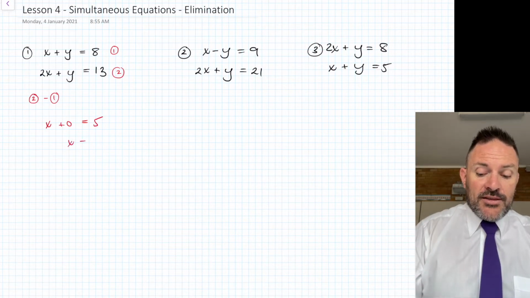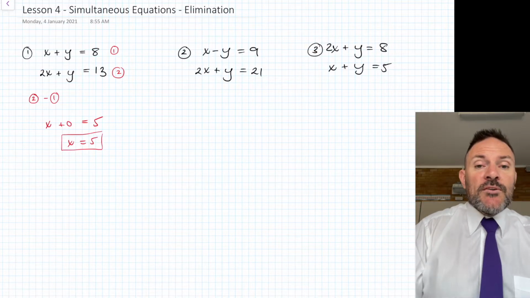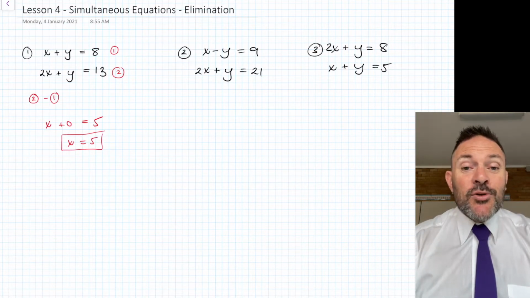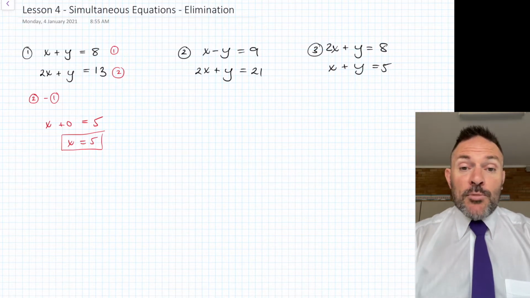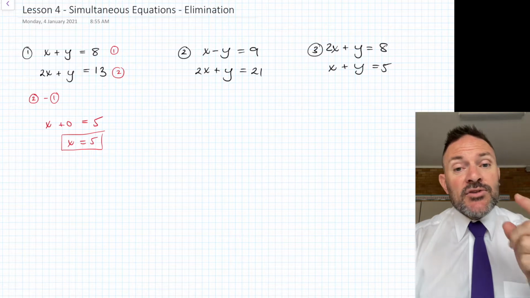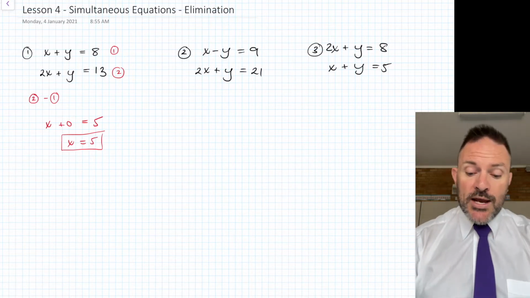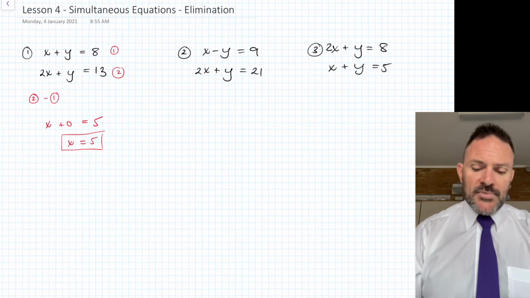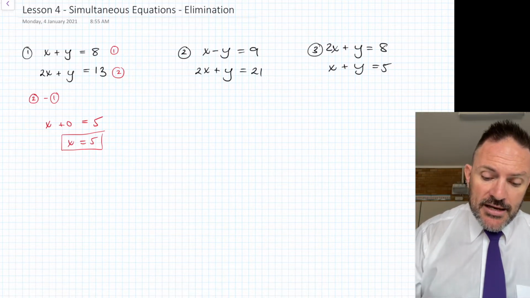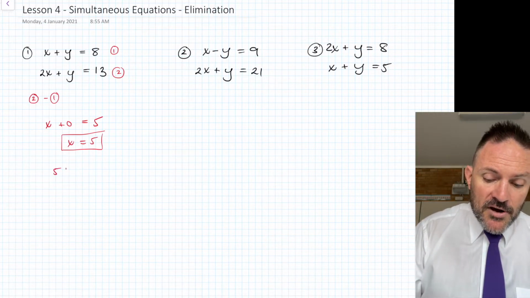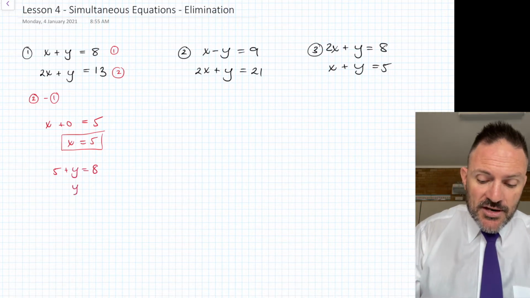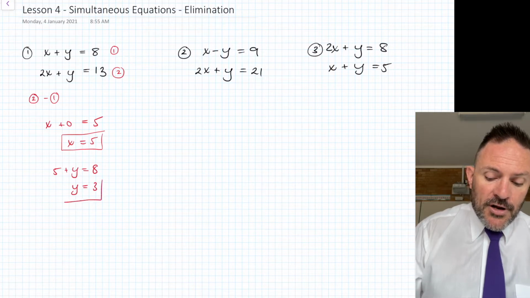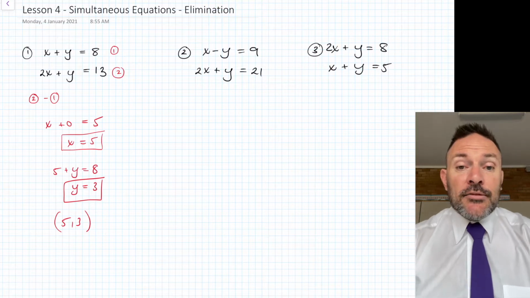And what we've actually got there, straight away with one swift movement, is a solution to our equation. x is equal to 5. Now, hopefully remember that this is simultaneous, which means there are two variables, two solutions, two answers. I'm going to choose the top one, it looks a bit easier. We've got x, so 5 plus y equals 8. I'm now going to take the 5 across the other side. 8 minus 5 is 3, and I now have my two solutions of 5 and 3.